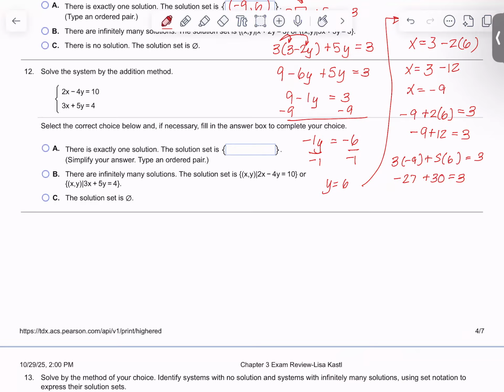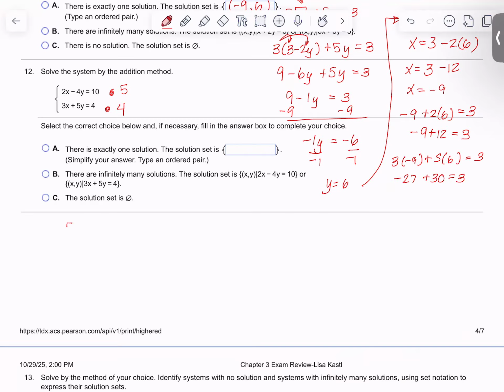So it appears to me that the easiest thing to do would be to multiply this top equation by 5 and this bottom equation by 4. If I do that, the y coefficient in the first equation, -4 times 5 would be -20. In the second equation, I would have 5 times 4 is +20. Those are opposites, so they add to 0. So that's what I'm going to do.